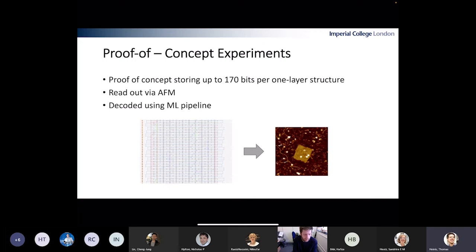data here, where we stored around about 170 bits per one layer structure that we use per one breadboard, right? And like I said, we need multiple of those to be able to store any meaningful amount of data. And also, as I mentioned before, we want to feed that into a machine learning pipeline. We've put this up already, and then we can decode this automatically. We essentially throw the images coming from AFM to the machine learning pipeline and decode automatically there.